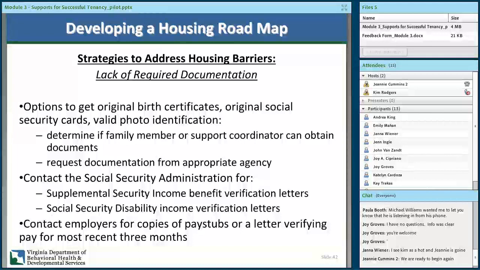If the individual receives employment income, help the individual contact all current employers for copies of the most recent pay stubs or a letter verifying wages received. It's a good idea to get pay stubs or a verification letter that covers wages earned in the most recent 3 months.